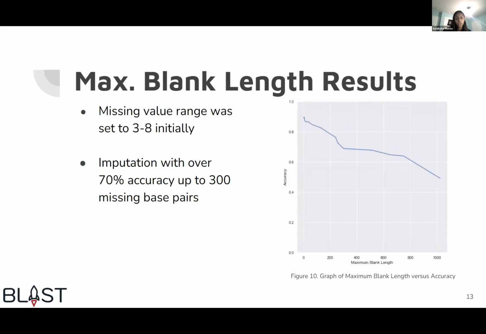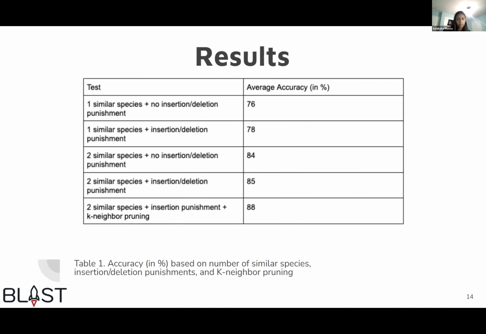To see if our model would generalize to higher lengths, we also tested the model at varying base pair values between 0 and 1000. As shown in figure 10, which is a graph of maximum blank length versus accuracy, the algorithm was shown to impute with over 70% accuracy at lengths up to 300 missing base pairs and declined beyond 300 characters. The 3 remaining tests we carried out were testing imputation using multiple species versus a single species, punishing insertion and deletion of characters in Levenshtein distance calculation, and using k-neighbor pruning.